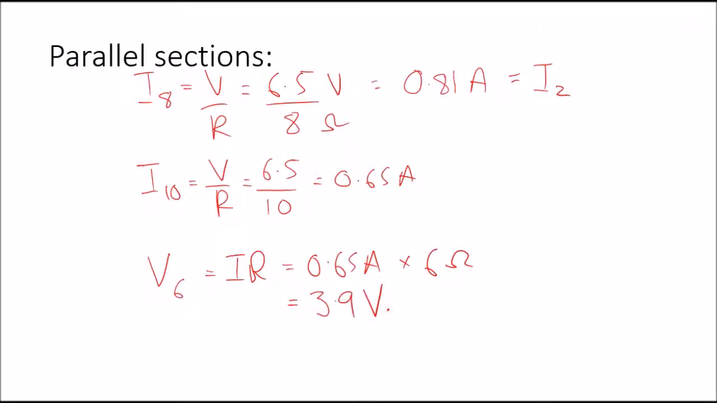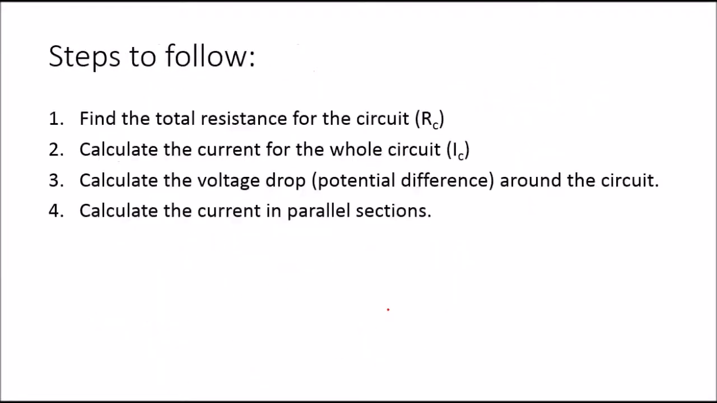So hopefully that's helpful. You just need to follow the steps that I've described. So finding the total resistance, calculating the current for the whole circuit, then you're able to calculate voltage drops around the circuit, and then you can calculate current in parallel sections, and if need be you can calculate voltage drops in parallel sections, although you're not likely to come across examples as complicated as this.